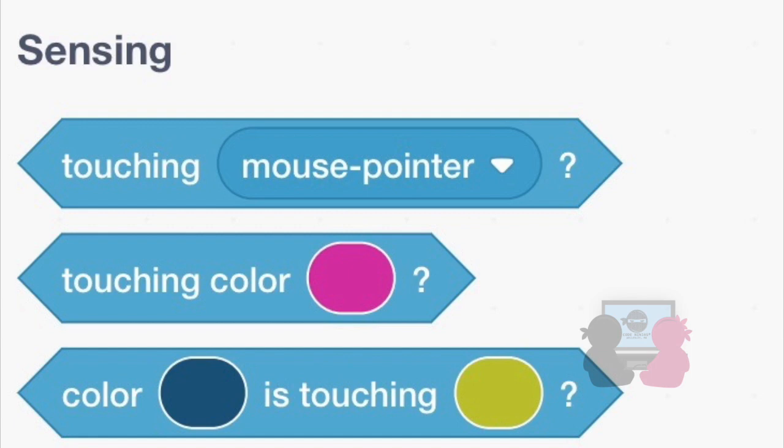Last, we used the color is touching block. This block checks whether the first color, a color on your sprite, is touching another color.